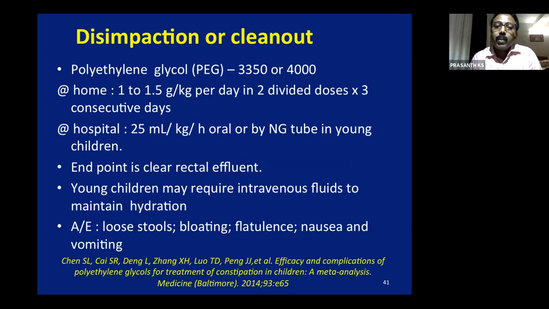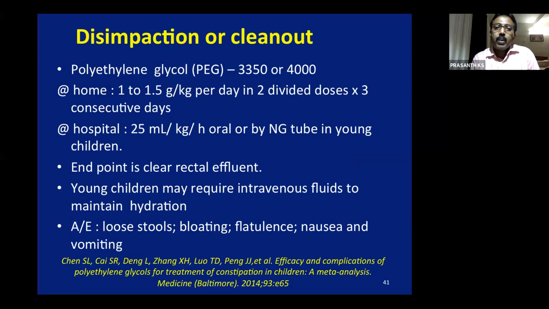Disinfection or clean out, how can we attain this disinfection of cleaner? Polyethylene glycol will be the best agent for this disinfection process. There are two molecules, polyethylene glycol 3350 and 4000. This basically refers to the molecular weight of the product.